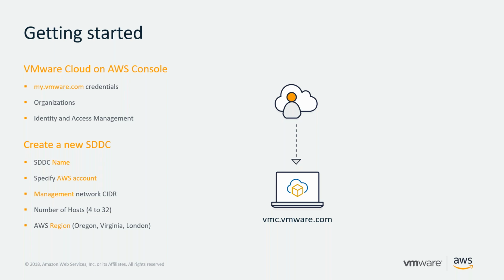So as far as getting started, you will be able to access VMware Cloud on AWS through the console. You're going to utilize your My VMware credentials. From there, you'll set up what are called organizations. And then also you can control identity and access management. You'll deploy a new SDDC, so you do have to define an SDDC name. You do have to specify an AWS account. If you already have one, you can utilize the existing AWS account. Otherwise, a new AWS account will be created for you.